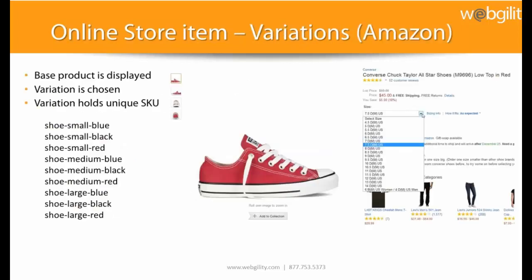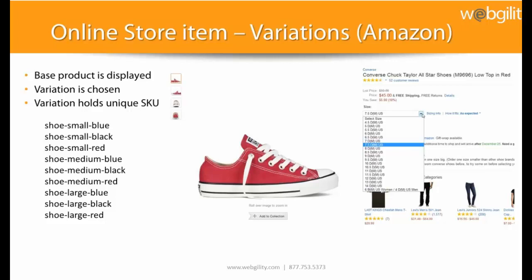Another thing, let's talk about variation. This is looking specifically within the Amazon interface. I'm very sure you're familiar with these types of shoes. They come in a multitude of sizes and colors. So this is a really good example of a base product. When I search for this particular product, I'm looking at the shoe.